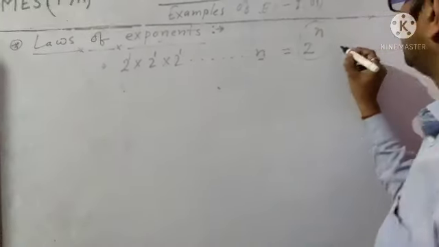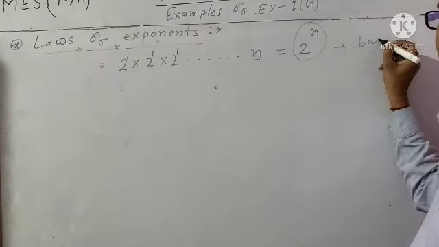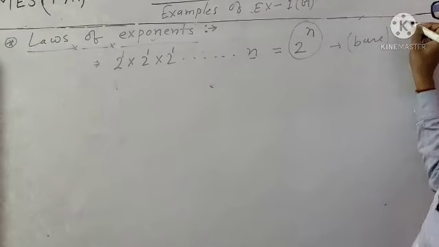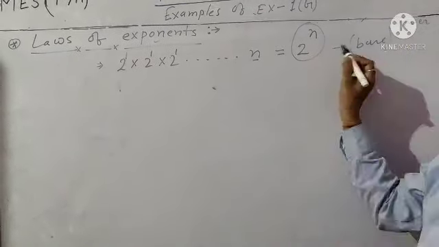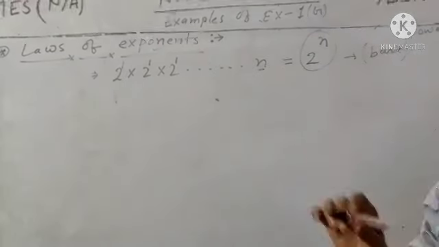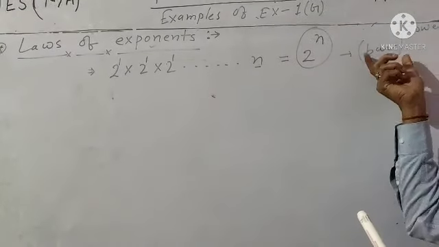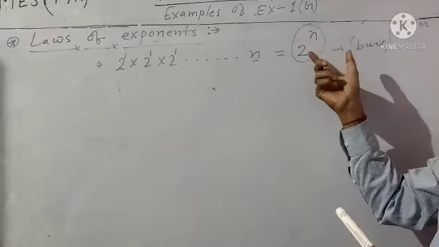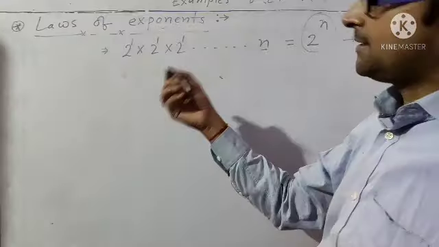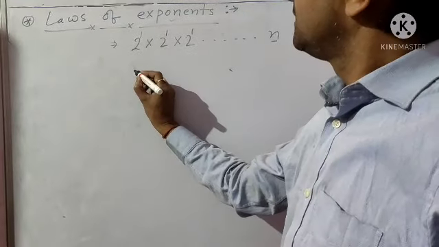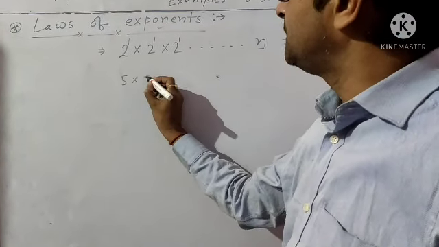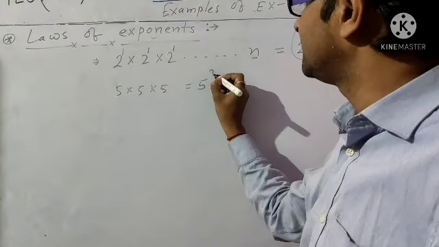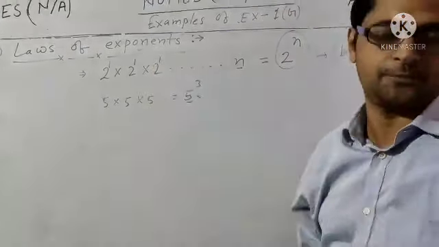Okay, and this is the base. Base to the power. This is the representation here, student. Exponent is the form of base to the power. Suppose 2 to the power n. Second example: suppose 5 is repeated 3 times. Then we will write here 5 to the power 3. So this is the form of exponent.